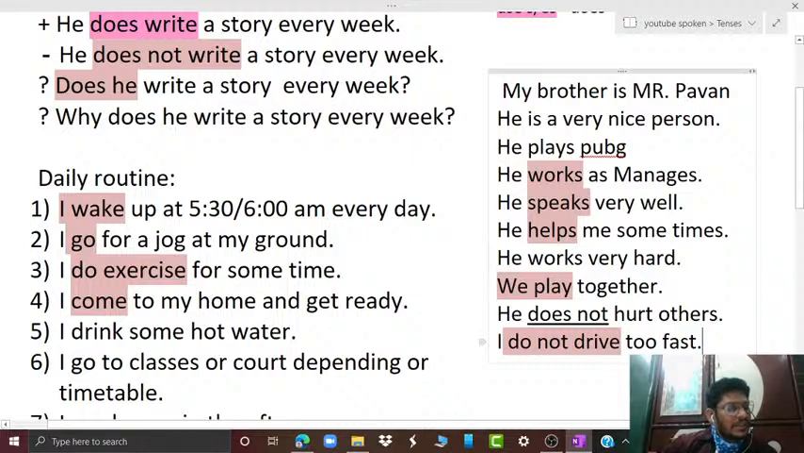So Ashwant, I drink normal water only. Okay, that's great. I like driving a Royal Enfield bike.